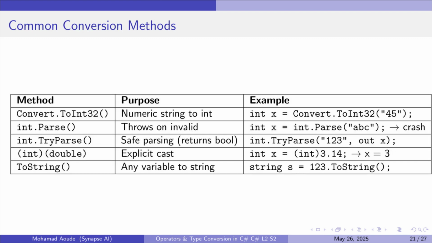Use Convert.ToInt32(string) for direct conversions, int.Parse, which throws on invalid input, or int.TryParse, which returns a Boolean indicating success. To convert any value to text, call ToString on the object.